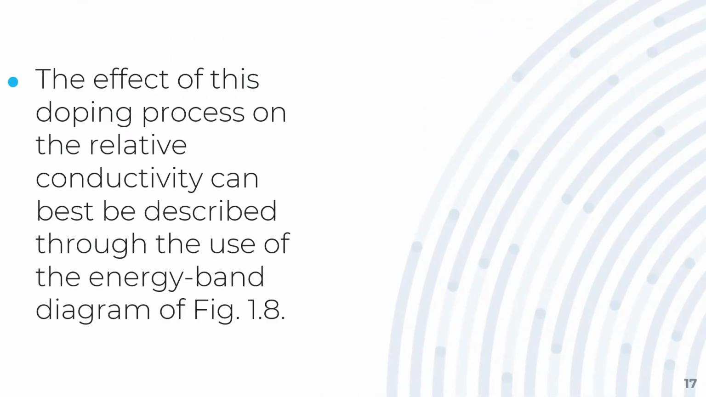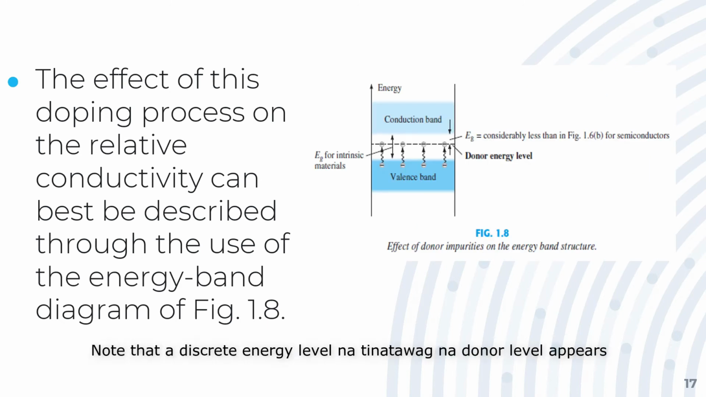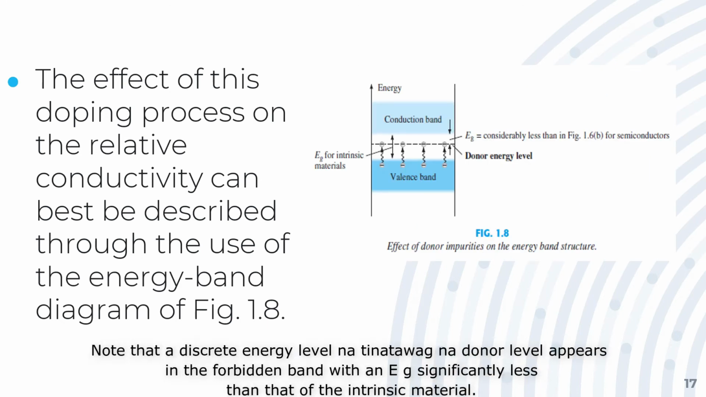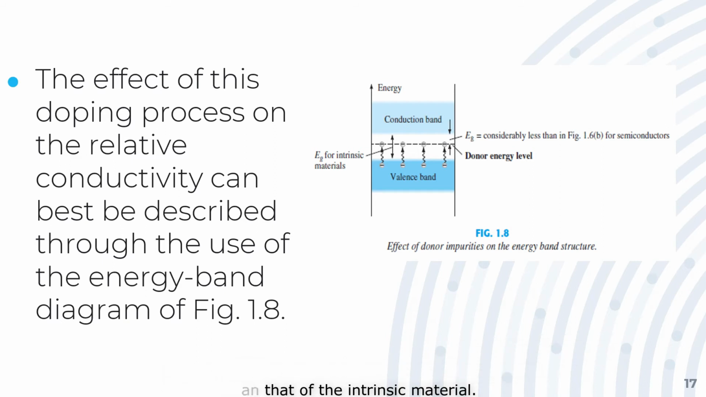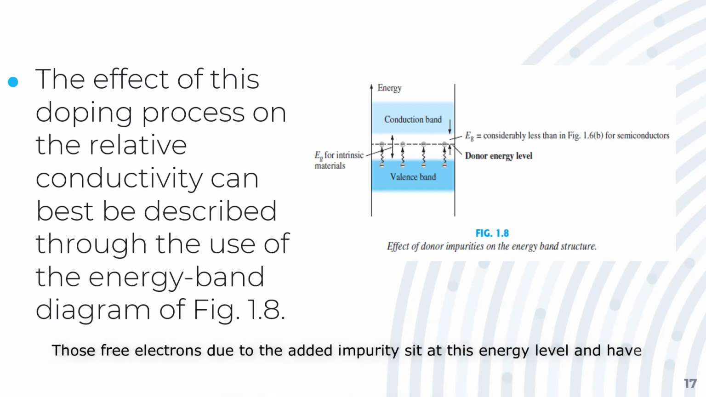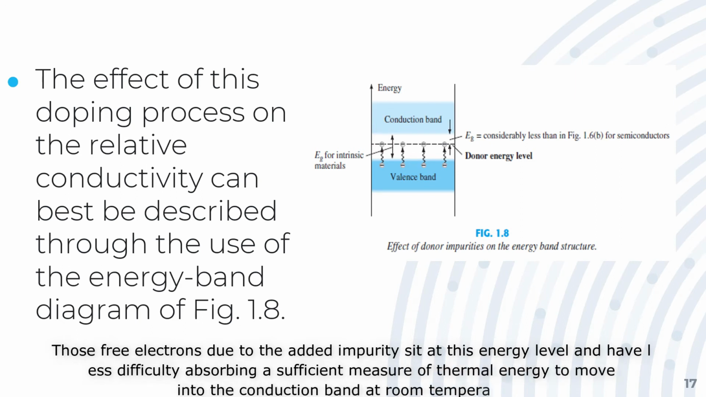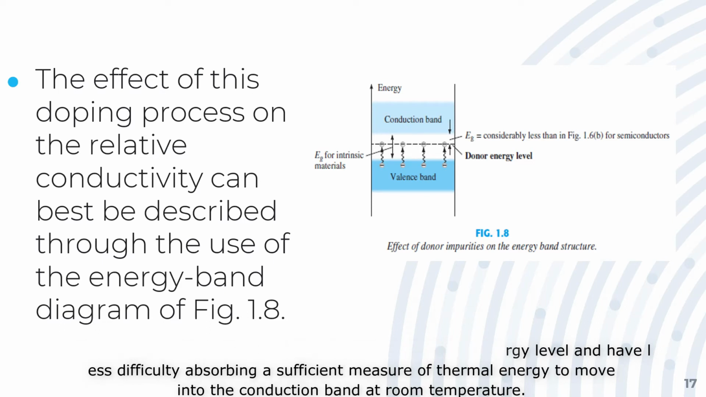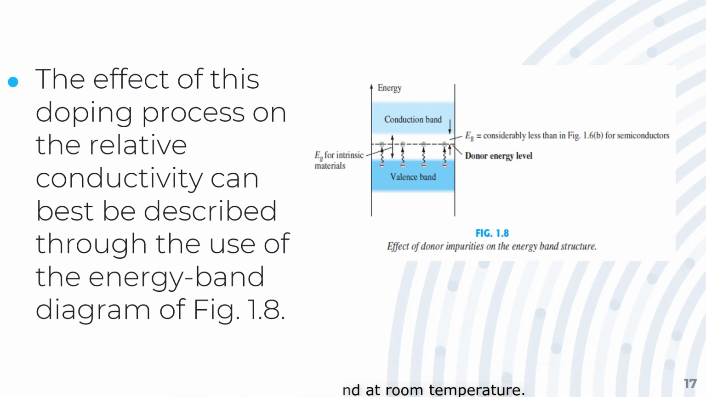The effect of this doping process on the relative conductivity can best be described through the use of the energy band diagram of figure 1.8. Note that a discrete energy level, na tinatawag nating donor level, appears in the forbidden band with an Eg significantly less than that of the intrinsic material. Those free electrons due to the added impurity sit at this energy level and have less difficulty absorbing a sufficient measure of thermal energy to move into the conduction band at room temperature.